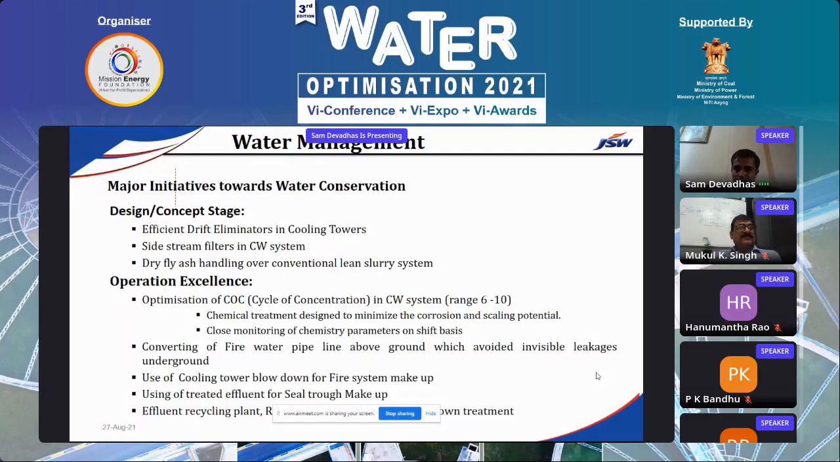And fly ash conditioning: earlier we used to use conditioned ash. Now the ash is utilized fully in a dry form, so the conditioned ash has been reduced very much, and thereby water consumption is reduced. And the COC operating band has been raised, and 6 achieved.